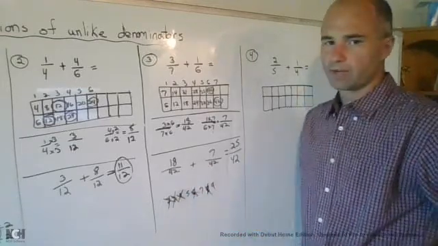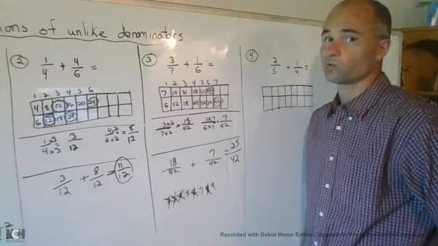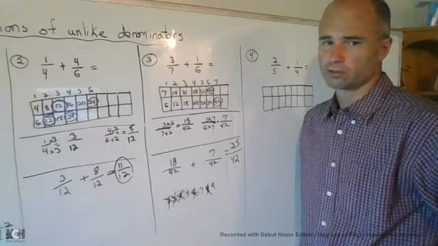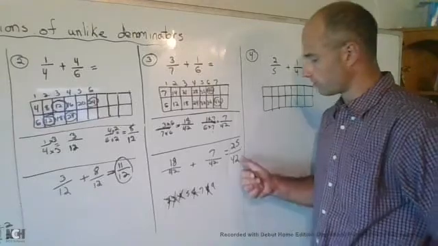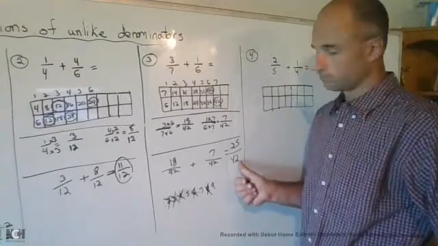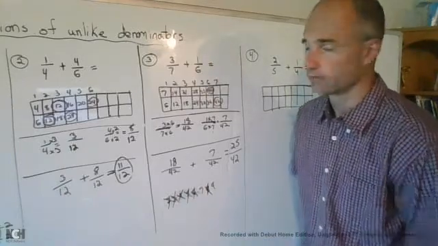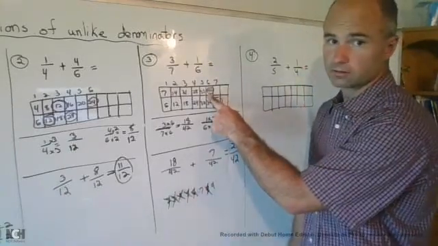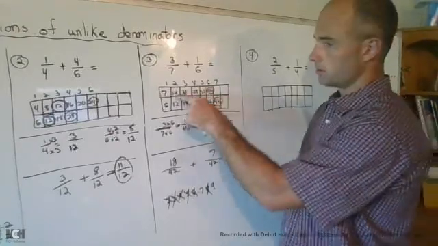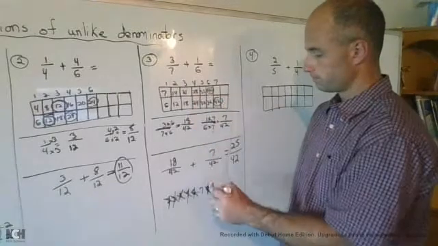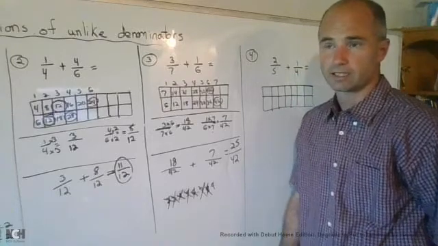Can both of these be divided by 5? 25 can. But can 42? No, because it doesn't end in a 0 or 5, right? What about 7? Well, we know 42 can be divided by 7. It's right there. But can 25 be divided by 7? Do you see 25 at all up here? No. What about 9? Can either of these be divided by 9?